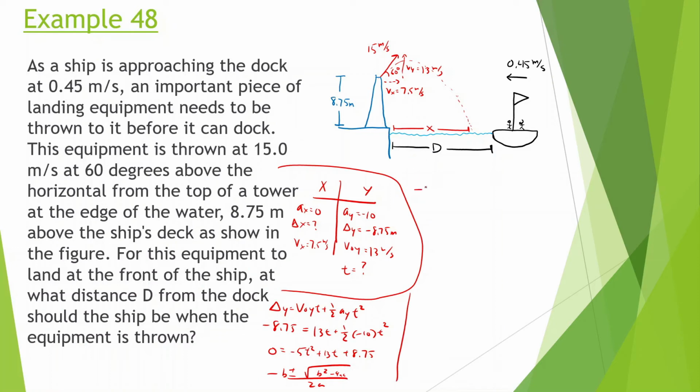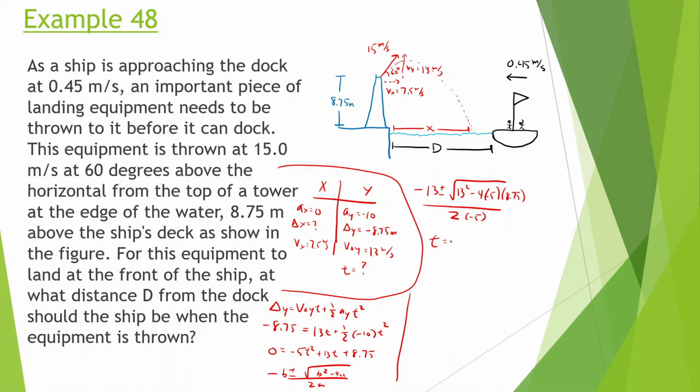b is going to be -13 plus or minus the square root of 13 squared minus 4 times a, -5, times c, 8.75, all over 2 times a, negative 5. And we should get two answers, but we're just going to use the positive one. So I'm going to put that all in my calculator in one shot, but take your time if you need to. 13 squared plus 4 times 5 times 8.75. Square root of that.